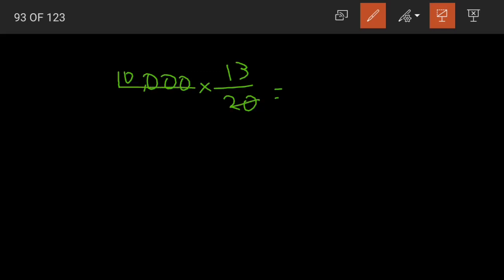How much will it be? Again 500s are 4,500. Yes children, so 4,500 is spent.